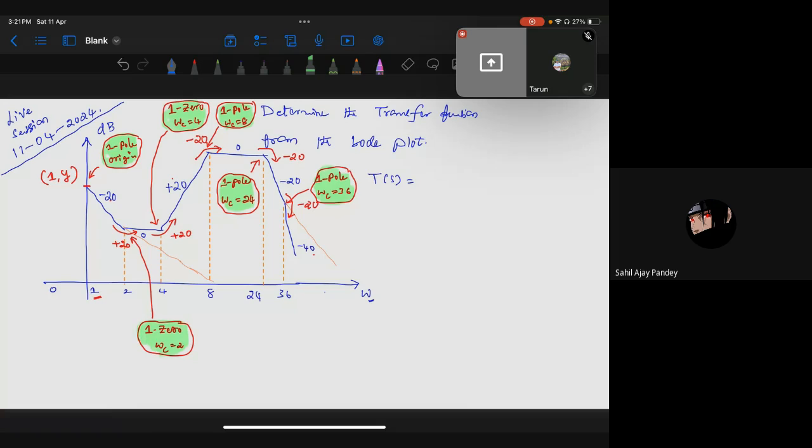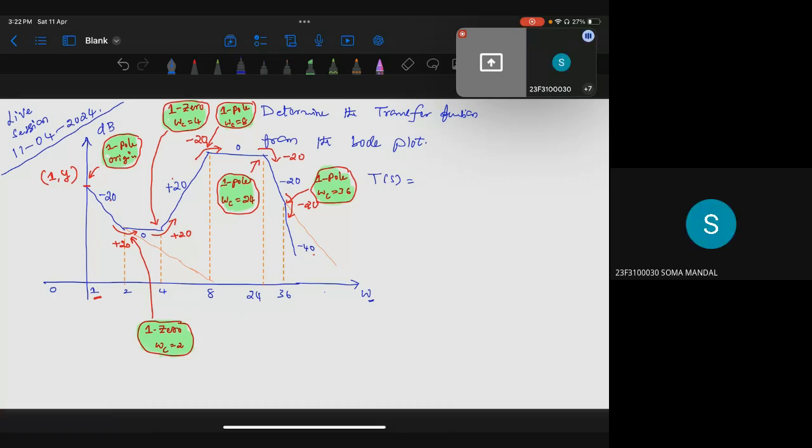Sir, how will the last one be a pole? The rule is to always look for the slope change. If the slope change is positive, a zero will be added. If the slope change is negative, a pole will be added. That's how we see how the slope is changing, positive 20 or negative 20. Any queries on these green marked ones?